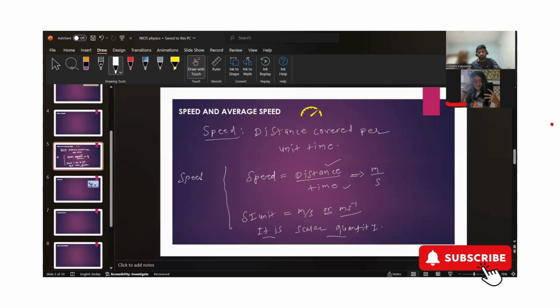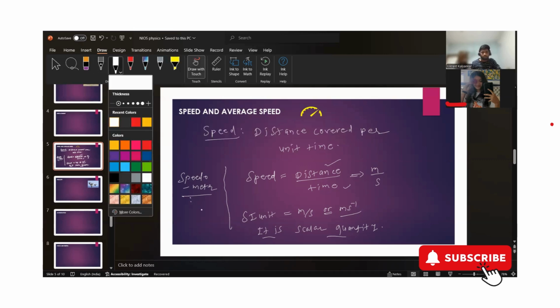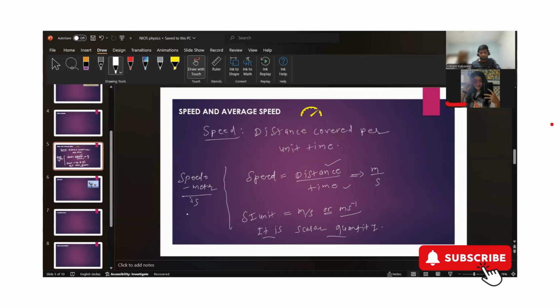Speedometer is the device that is used to measure speed, you can write here. Please write it down. Once you are done, let me know. Yes, sir.